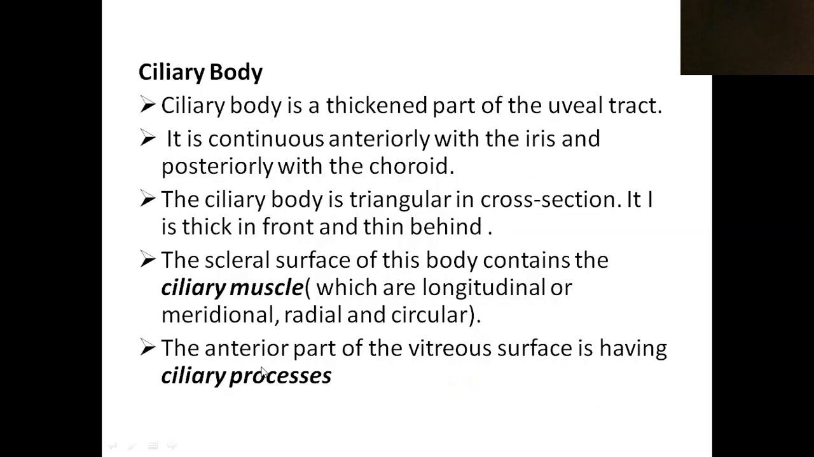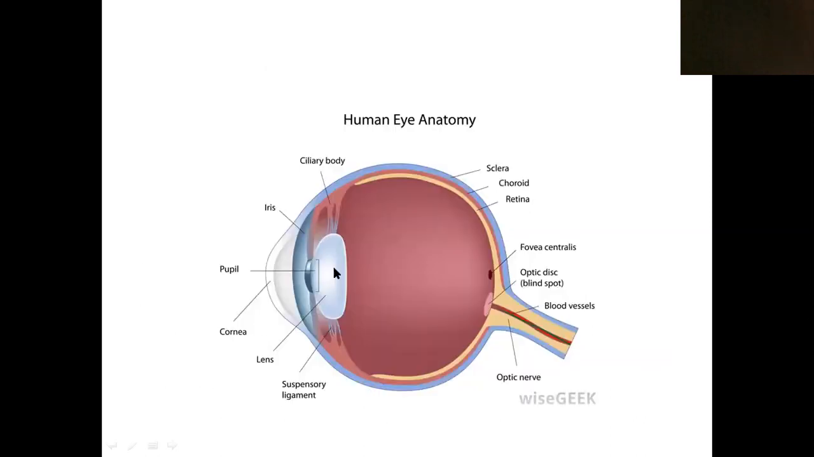Then here, in the anterior part of the vitreal surface, there are some processes known as ciliary processes. What is meant by that? See here, this is the vitreous humor. This surface is related to the vitreous humor. So the vitreal surface has some processes, one process, second process. These processes are known as ciliary processes. So it is triangular in cross section, posteriorly continuous with the choroid, anteriorly continuous with the iris. Then inside this ciliary body, we can see some muscle fibers known as ciliary muscles. Then the inner surface has some projections known as ciliary processes.